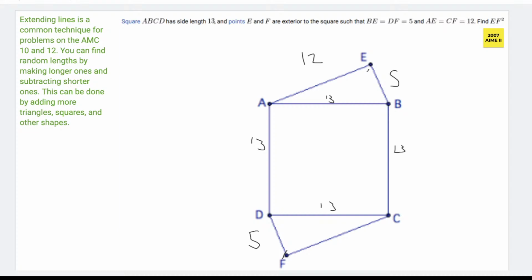Well, the trick to this problem, we want to find EF squared. And that looks pretty complicated at first. However, if this is 13, we already have two 5, 12, 13 right triangles. What if we make more of those? Let's try to make more. What if we just extend this line over here and extend this here and make another 5, 12, 13 right triangle here? And we do the same for the other side.